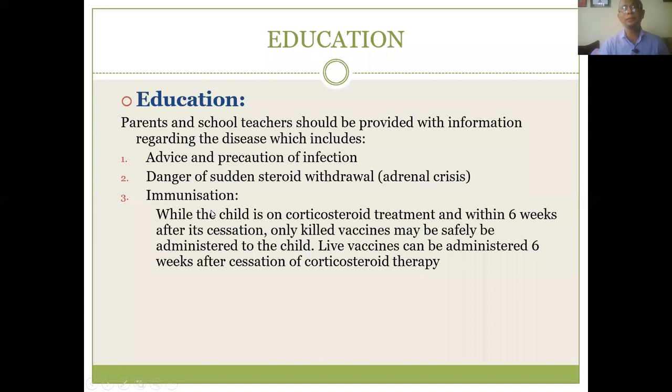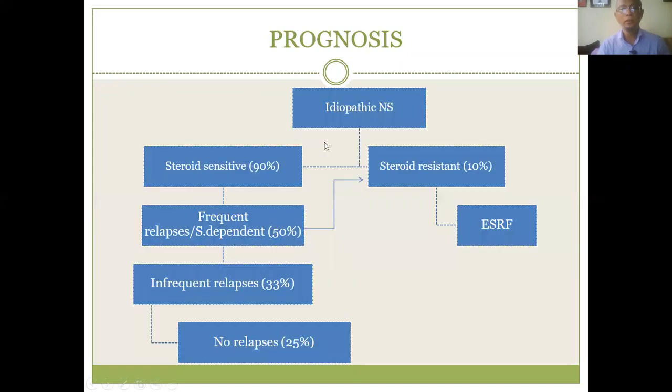Immunization is also important because these patients are very much prone to develop infection. While the child is on corticosteroid treatment and within 6 weeks after cessation, only killed vaccine may be safely administered to the child. Live vaccine can be administered 6 weeks after cessation of corticosteroid therapy, because in case of live vaccine, if the patient is on a steroid, there may be a flare up due to steroid. So you have to be careful. Live vaccine can only be administered 6 weeks after cessation of the corticosteroid therapy. So this is also important.